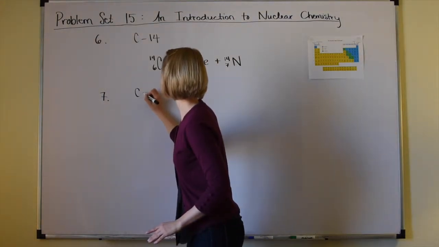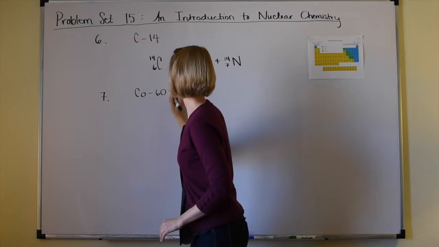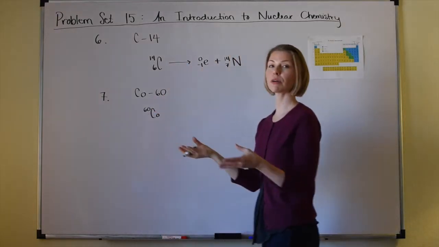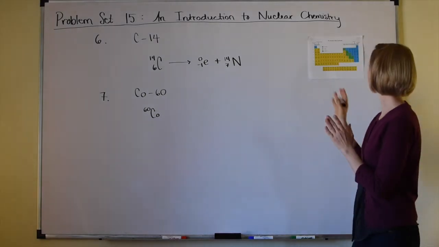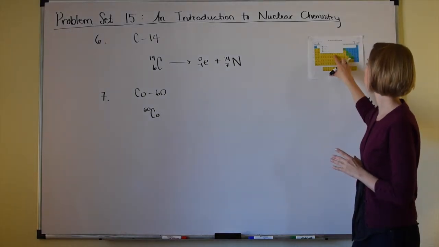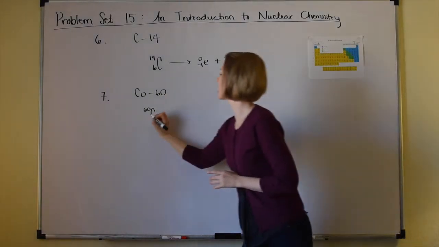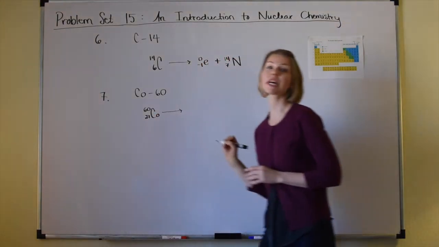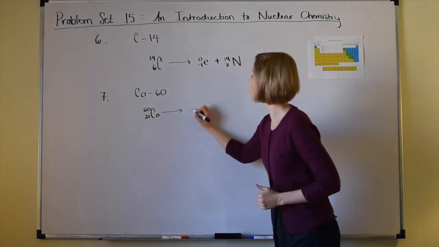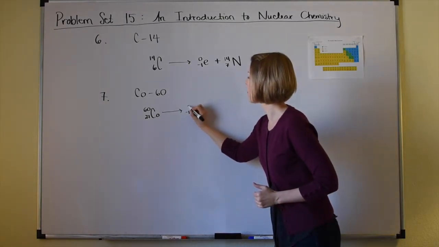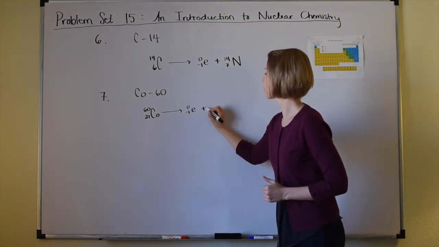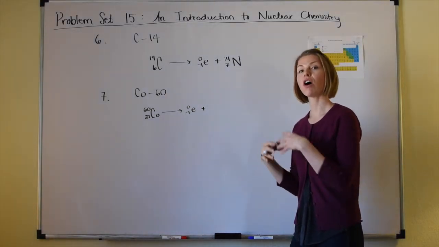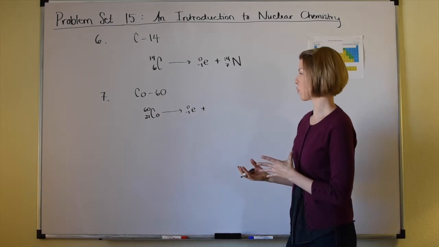So cobalt-60. All right, so remember that the 60 is the superscript for the element symbol. Go to your periodic table, find cobalt. Its atomic number is 27. It's given in the problem that it undergoes beta decay, so go ahead and write your beta particle first as your first product, and then figure out all the details for that new element that's going to form.